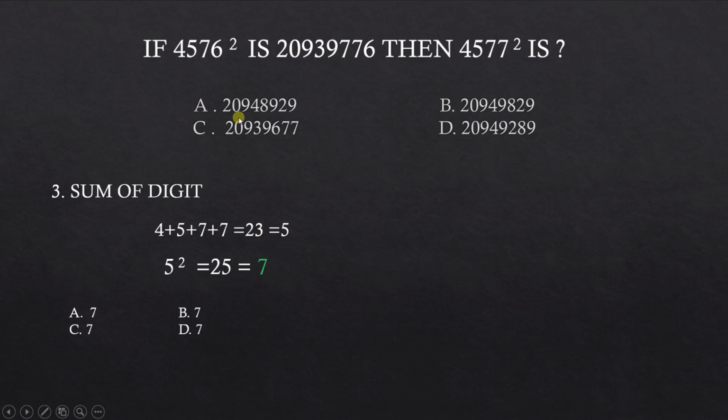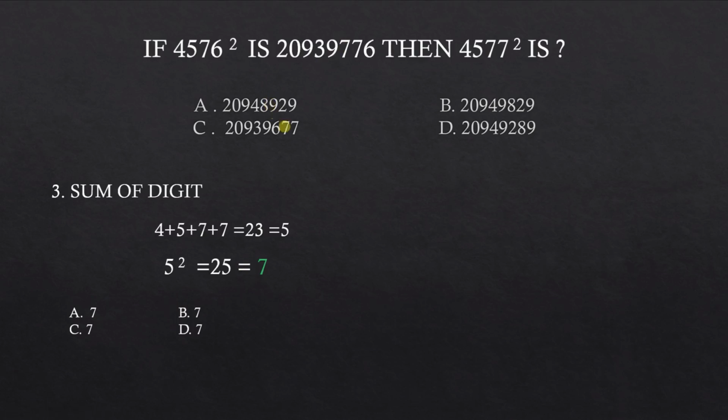Also you can note that in option A, option B and option D, the digits are the same. They just interchange the numbers. Here 8929, here 9829, and here 9289. So by looking at the options, we need to understand whether the sum of digit method is applicable or not. If you see the same digits in all options, then you don't need to waste time counting the sum of digits.